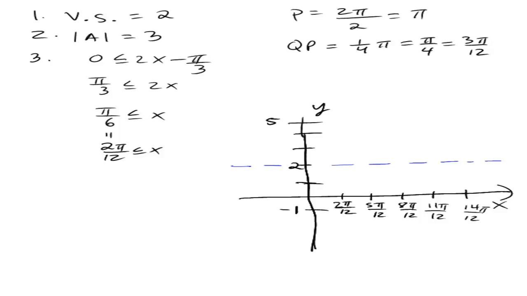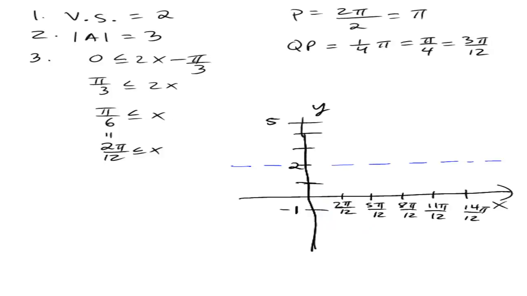Let me just double check that I got these right, adding 3 to each, right? So we got 5, 8, 11, 14. Okay. And just to double check, we could check to make sure we have the correct period. If I take 14 pi over 12, which is the end, and subtract off the beginning point, which is 2 pi over 12, we get 12 pi over 12, which is pi, which is the correct length of the cycle. Right? Period is pi.